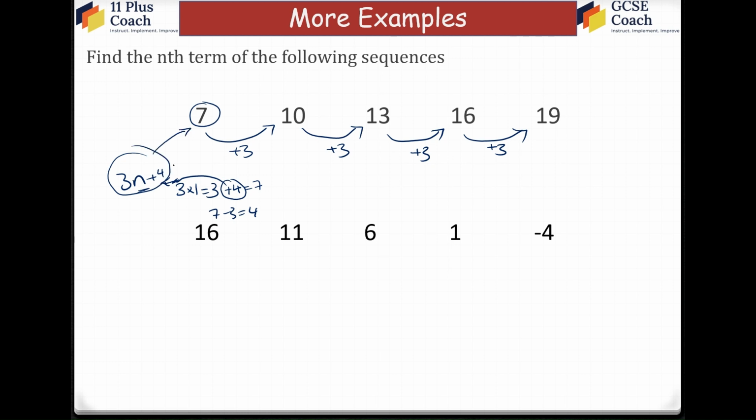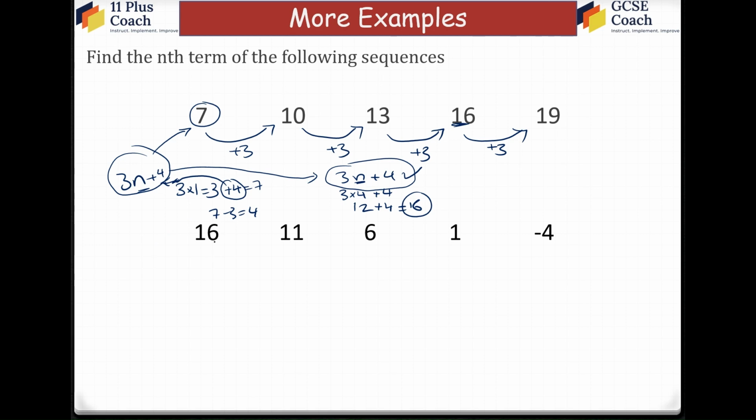One more time, always double check to see if it's right. Let's take the fourth term just for the sake of checking. I'll replace n with 4, so 3 times 4 plus 4 is 12, plus 4, which indeed is 16. So it does work. So 3n plus 4 is the nth term of this sequence.